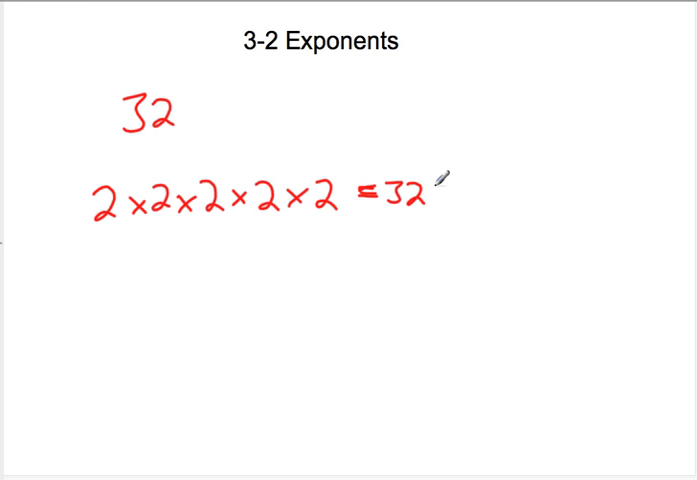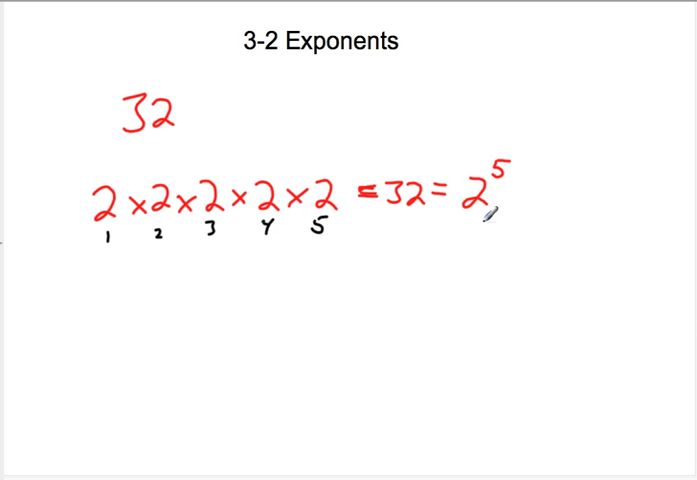We can also use exponents to show this. I could say 2 to the 5th power. And what that means is use 2 as a factor and multiply it 5 times. So 1, 2, 3, 4, and 5. So I just did 2 times 2 times 2 times 2 times 2.